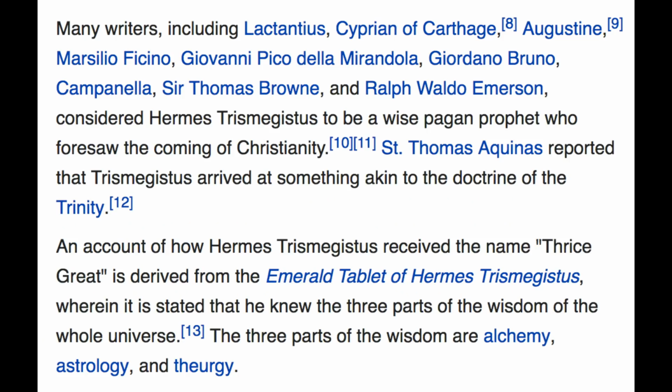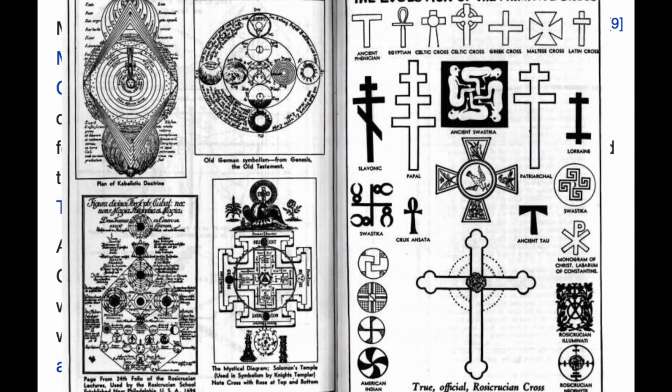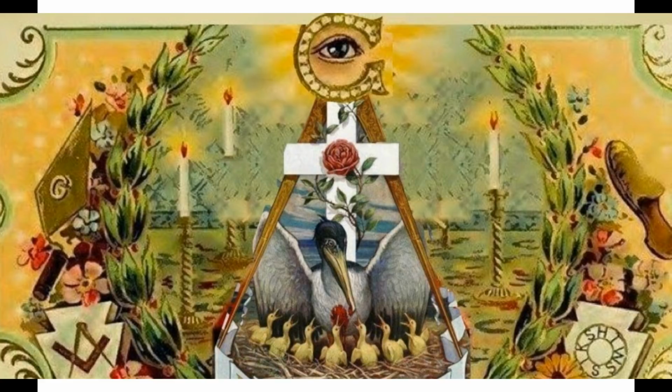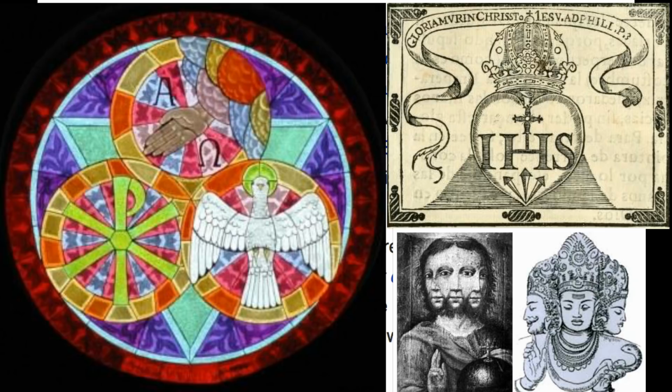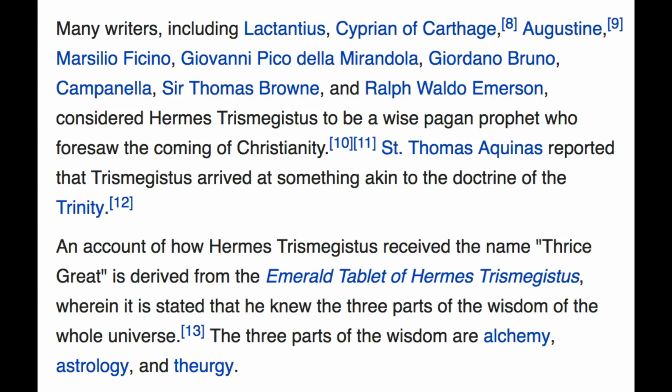And again, many writers, including Lactantius, Cyprian of Carthage, Augustine, Marsilio Ficino, Giovanni Pico della Mirandola, Giordano Bruno, Campanella, Sir Thomas Browne, and Ralph Waldo Emerson considered Hermes Trismegistus to be a wise pagan prophet who foresaw the coming of Christianity. Of course he foresaw it. Setting it up, man. You're hearing this, right? He was a pagan prophet, but he was wise, right?